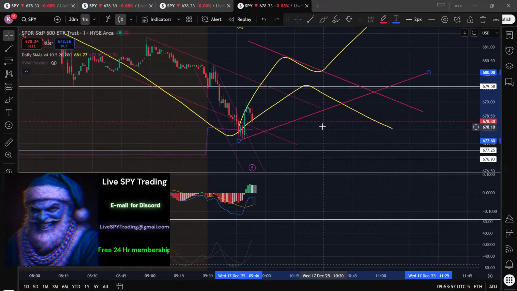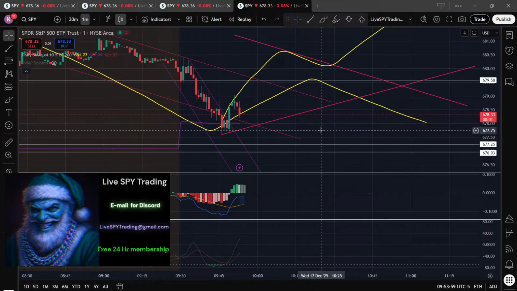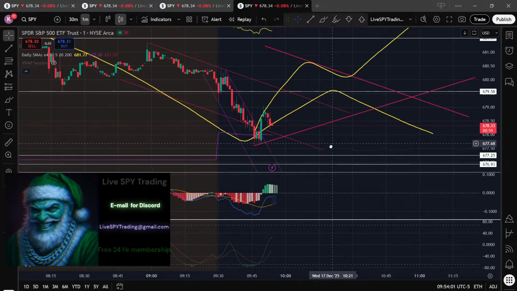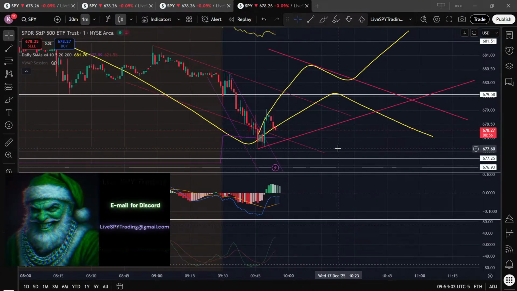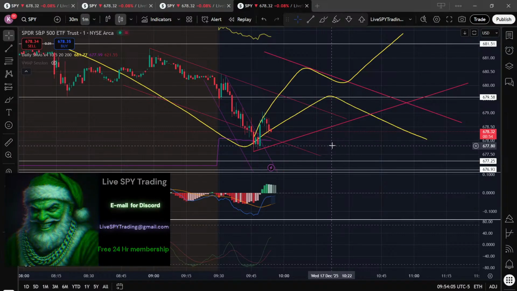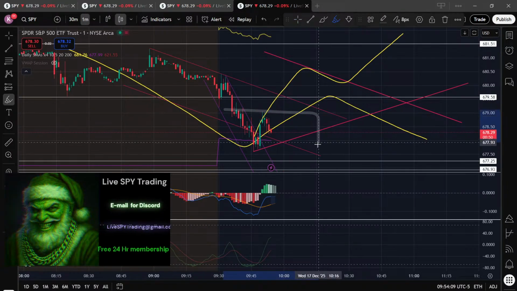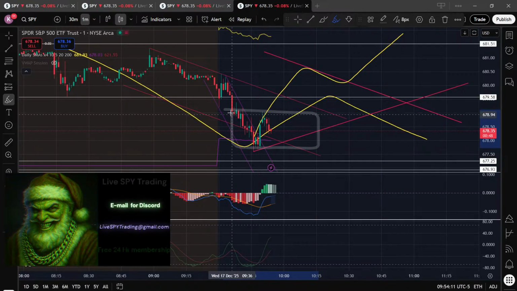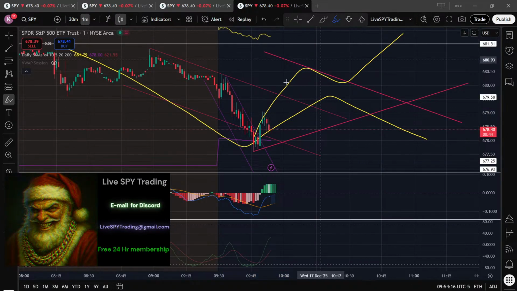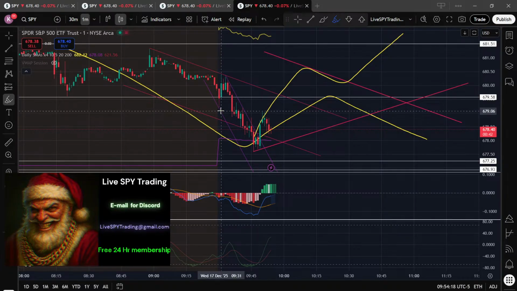Okay, here we go. We found our, all right, we're forming our first liquidity box. I could do better than that. I can do better than that. That looked like a preschooler.